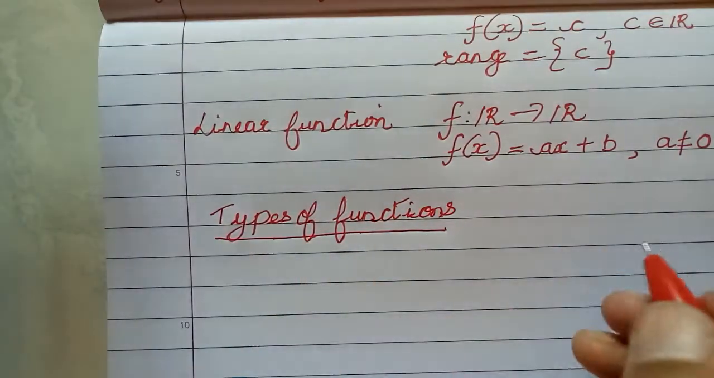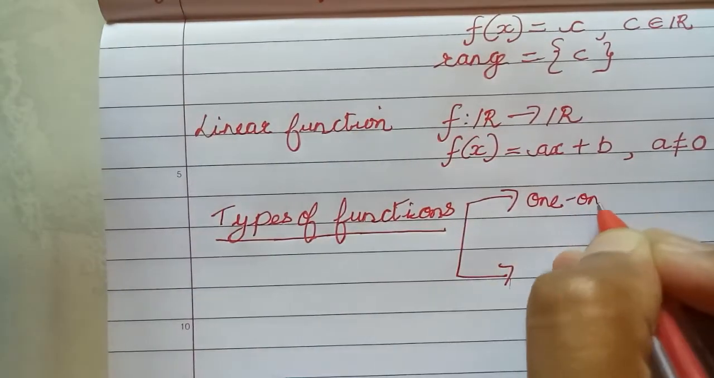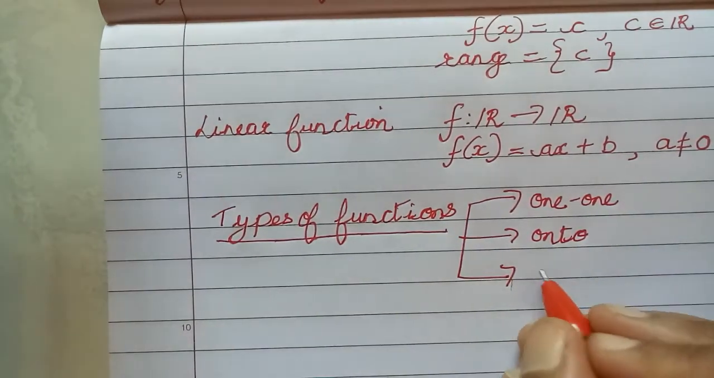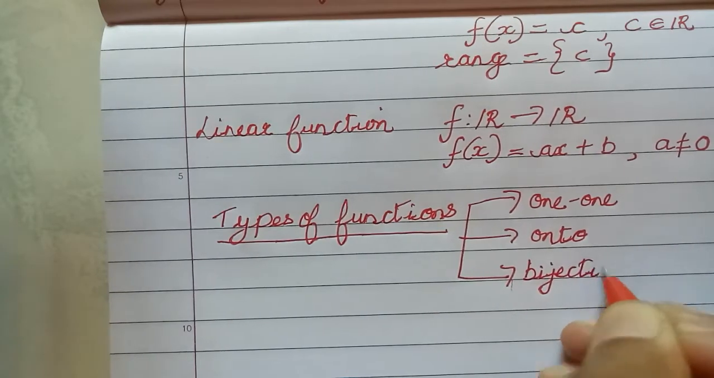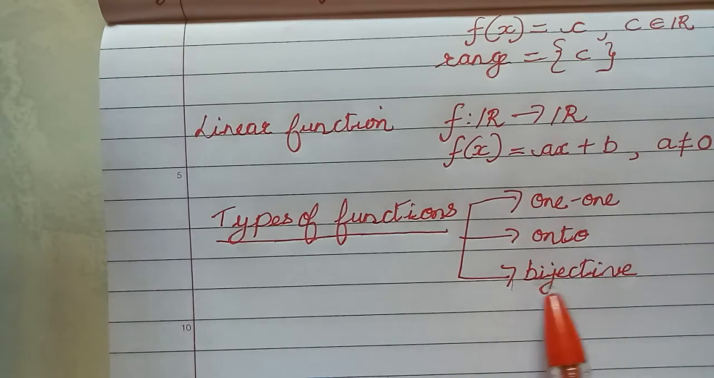Now there are three types of functions, children. First one is a one-one function. Second one is an onto function. The third one is a bijective function. These are the main things which we are going to handle in this entire lesson. One is one-one function, second one is onto function, third one is bijective function.